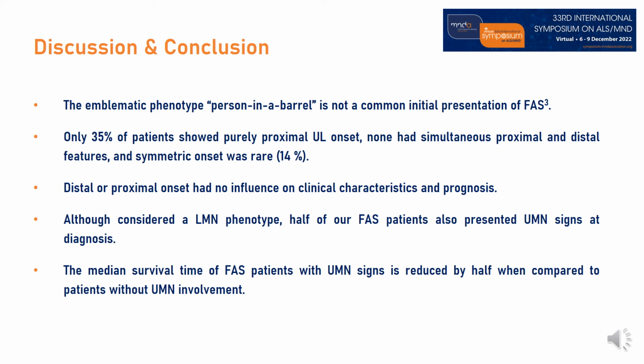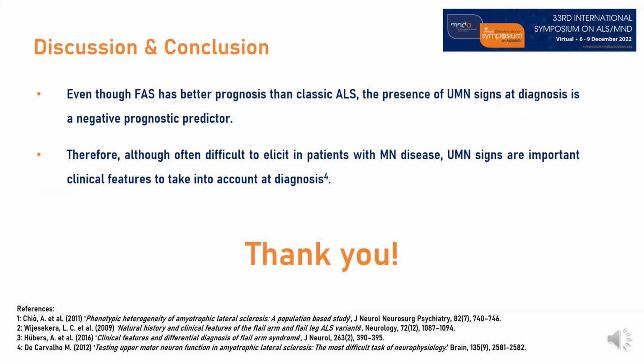The median survival time of flail arm patients with upper motor neuron signs is reduced by half when compared to patients without. Even though flail arm has better prognosis than classic ALS, the presence of upper motor neuron signs at diagnosis is a negative prognostic predictor. Although often difficult to elicit in patients with motor neuron disease, upper motor neuron signs are important clinical features to take into account at diagnosis.